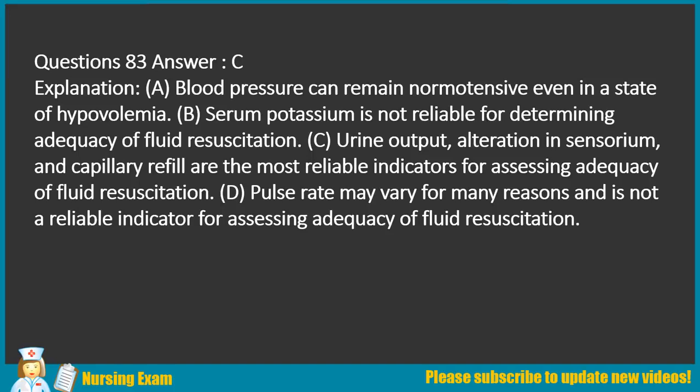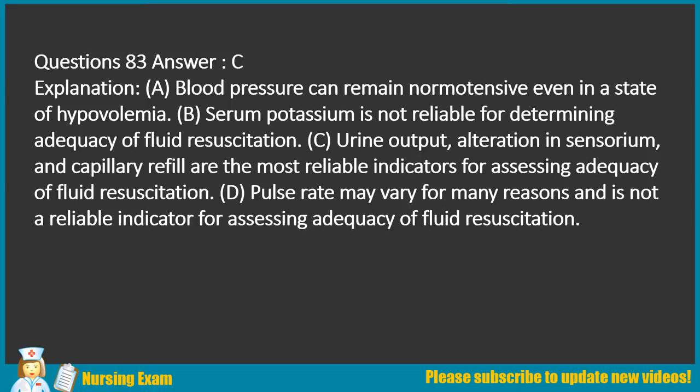Question 83 answer, C. Explanation: A. Blood pressure can remain normotensive even in a state of hypovolemia. B. Serum potassium is not reliable for determining adequacy of fluid resuscitation. C. Urine output, alteration in sensorium, and capillary refill are the most reliable indicators for assessing adequacy of fluid resuscitation.